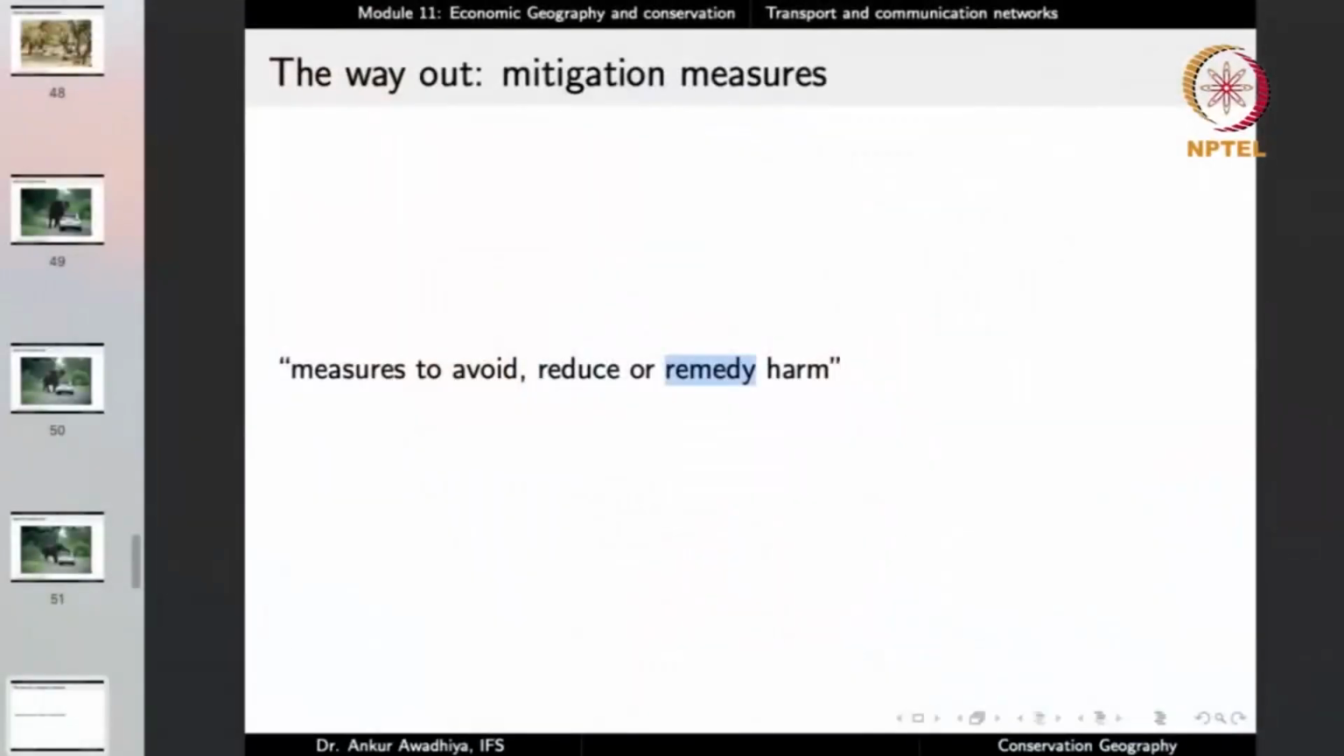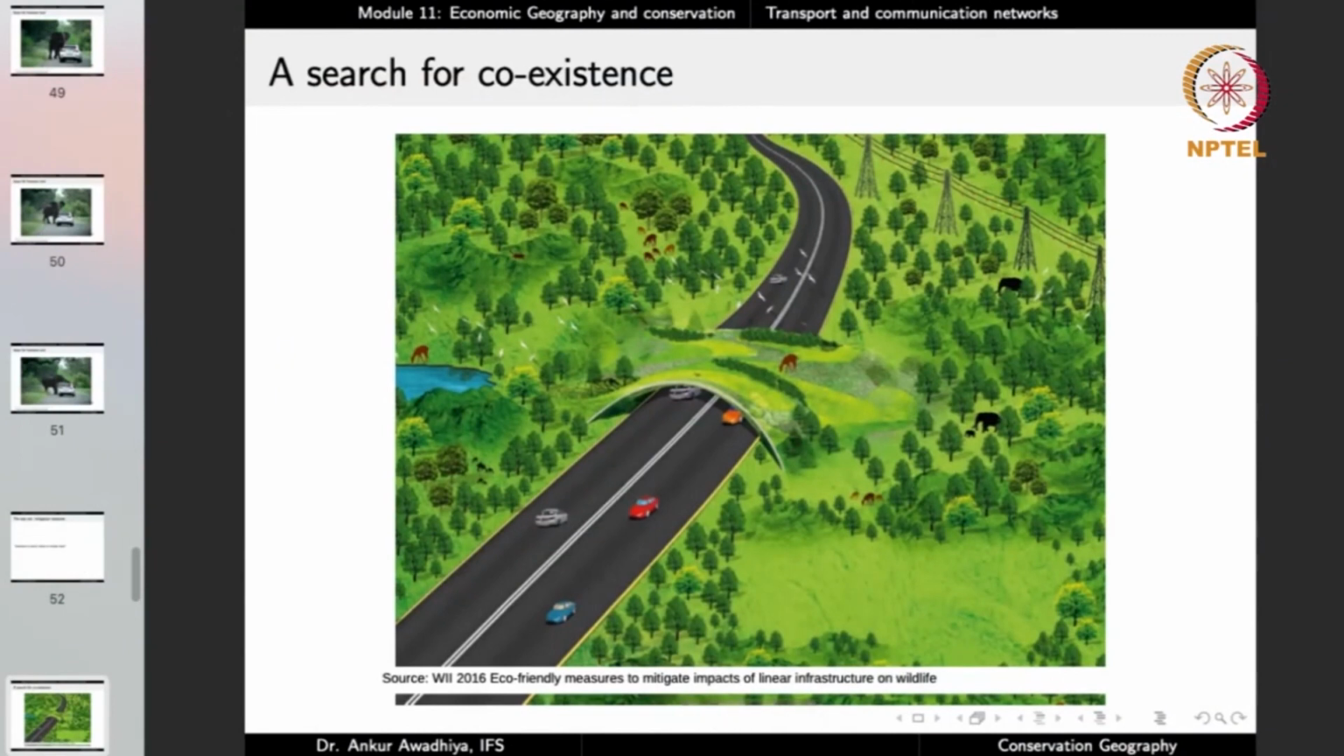Often these are very simple measures. You just want to ensure that the animals do not get on the road, and you need to provide them with another route that they can use to cross the area. As simple as that. So basically the mitigation measures are a search for coexistence. That is, we are not saying that okay, these roads or these power lines should not be constructed, but at least they should be constructed in a way that the animals are also able to cross.